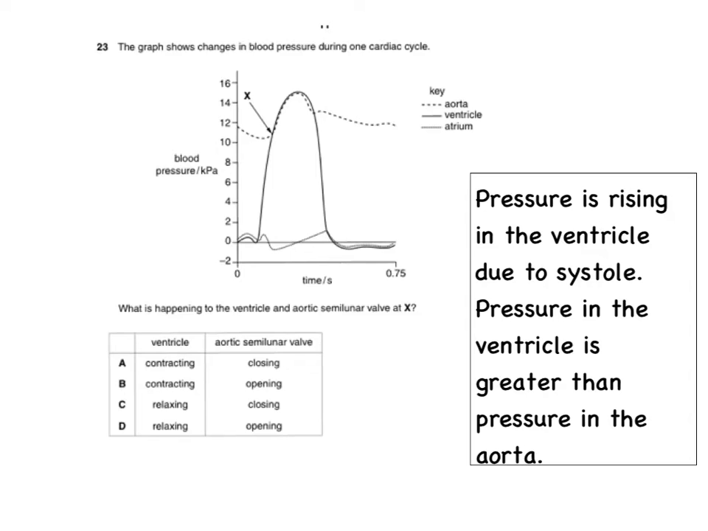Here is another question looking at the cardiac cycle graph. This time it's asking you to identify what is happening to the ventricle and the aortic semilunar valve at X. Well, X is the point where the pressure in the ventricle is higher than the pressure in the aorta, so that means that the semilunar valve has just opened.